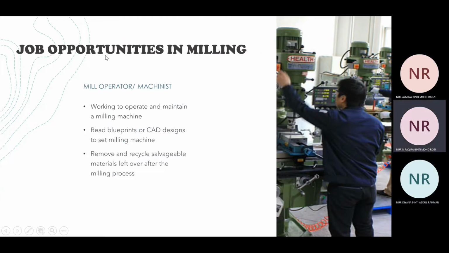Job opportunity in milling. So basically, what career can you involve in milling job? So as you can see here, nowadays almost all industry use this machine in their own company. So there's a lot of machine milling. So the job you can involve in is mill operator or machinist. The job duties for mill operator is working to operate and maintaining a milling machine.